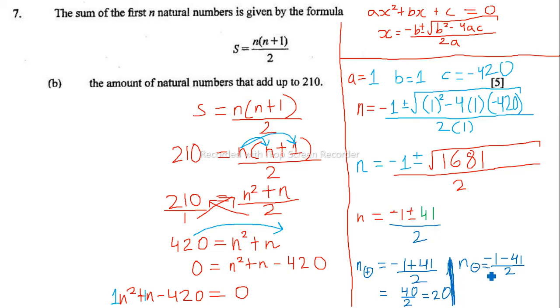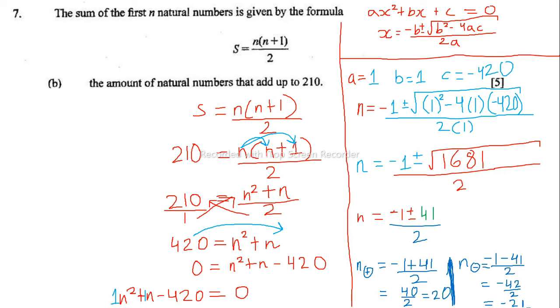Then for the negative we get what? -1 minus 41 is what? 42. Sorry, -42. And -42 divided by 2 is what? 21. Positive 21 or -21? -21. Good.